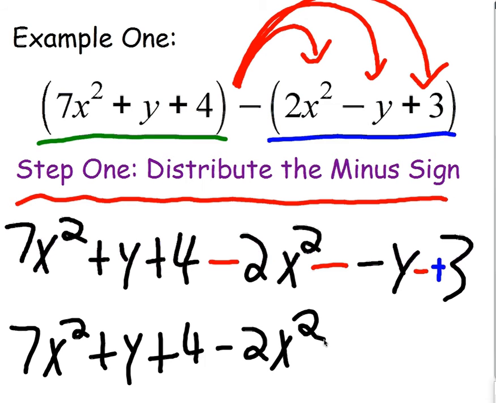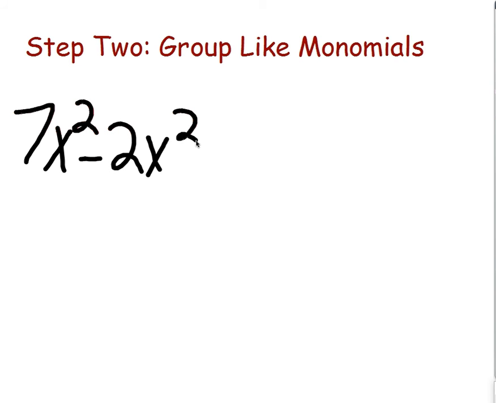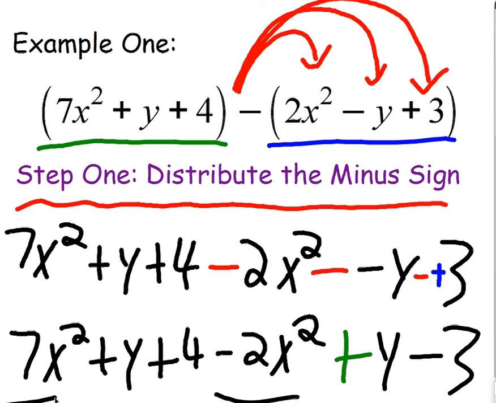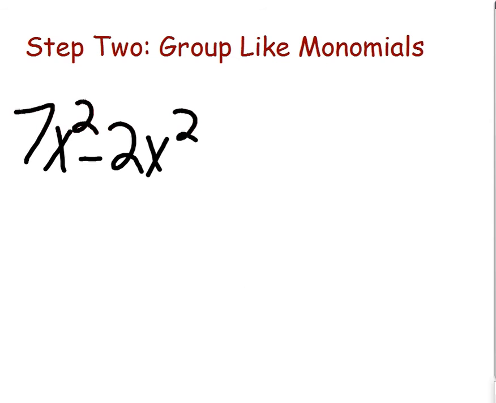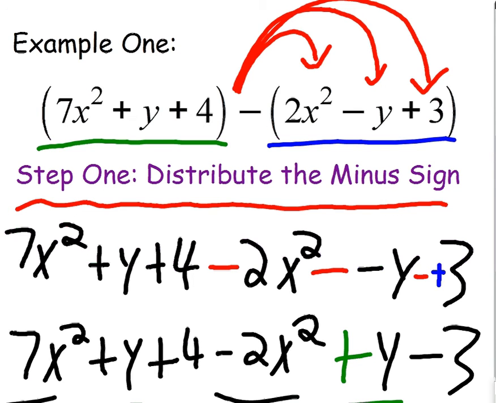Then what's next? Minus minus becomes plus. Plus y minus 3. The next step is going to be to group them. Fortunately, I can see from the previous slide what it's going to be. I'm going to group my 7x squared with my minus 2x squared. I'll go ahead and underline those two. Then I'm going to group plus y and plus y. Then I'm going to group plus 4 and minus 3.